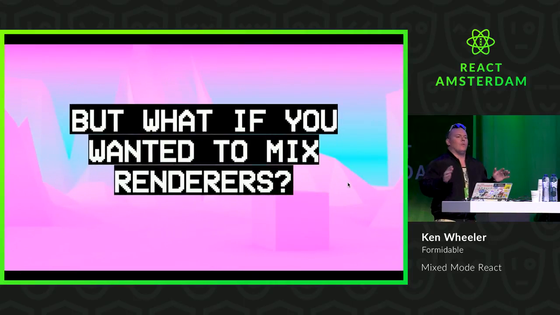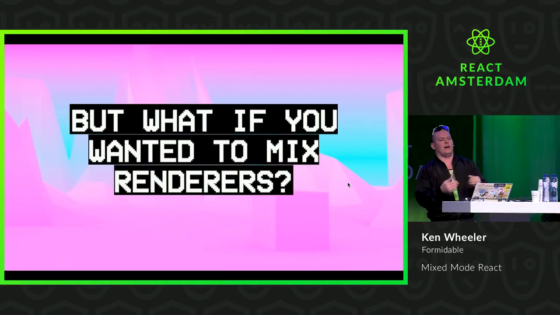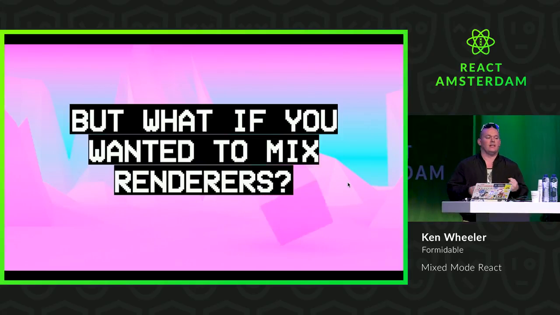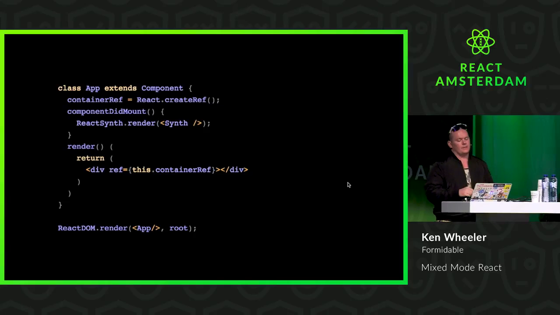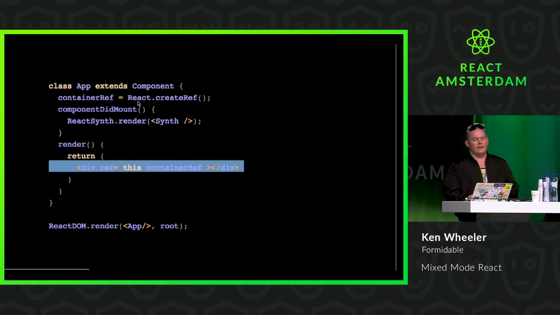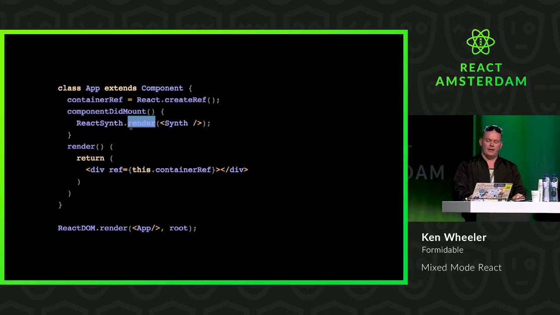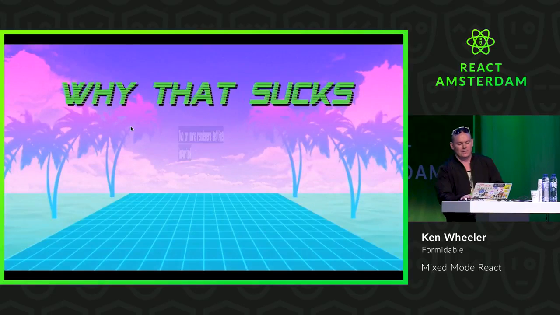But what if you need to mix more than one thing, right? If you have one of these renderers, a lot of the time it's just DOM, or it's just React Native, or it's just this synth thing, right? So you could do something like this, right, where you have a container, and you're doing something in there, and you React DOM render that, and then you could do a separate render here. But that sucks. I wouldn't do it. I wouldn't feel good about doing it, right? And I'll tell you exactly why that sucks.